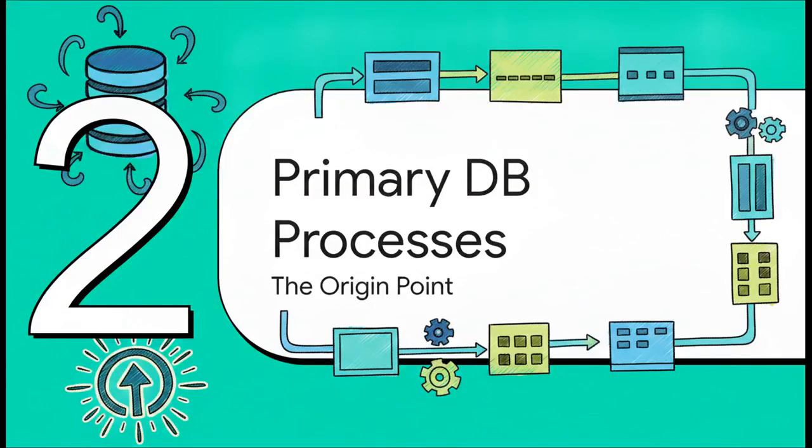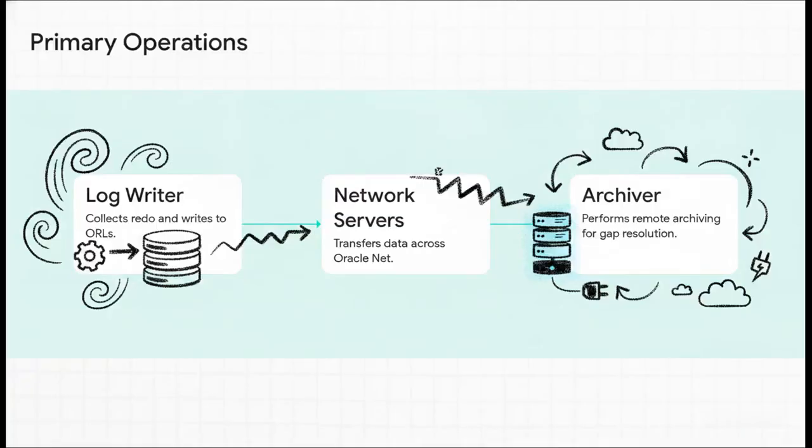Moving right along to Section 2, Primary Database Processes. This is where the journey begins. And this brilliantly illustrates exactly how the background processes coordinate data capture and transmission. Everything kicks off right here on your primary server. In Step 1, the log writer process, or LGWR, scoops up your transactional redo data from the buffer and writes it sequentially straight to the online redo logs, the ORLs.